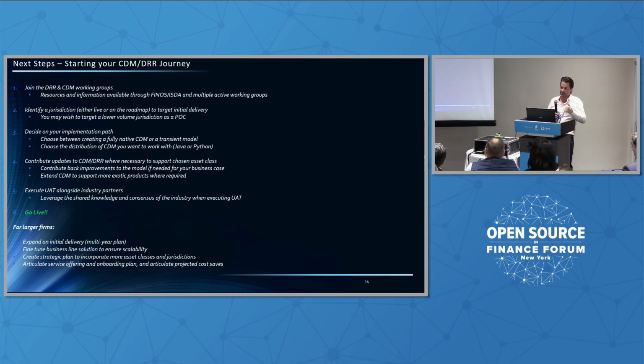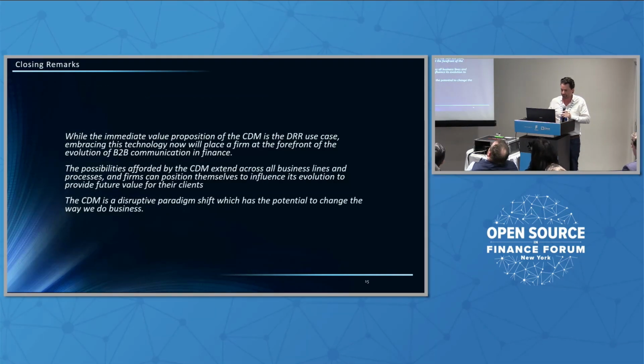So, if you're a larger firm, obviously that could be a multi-year plan, or it could be much smaller. It depends how many of these regimes you're exposed to. But yeah, in terms of this sort of closing point, is really that bottom line.